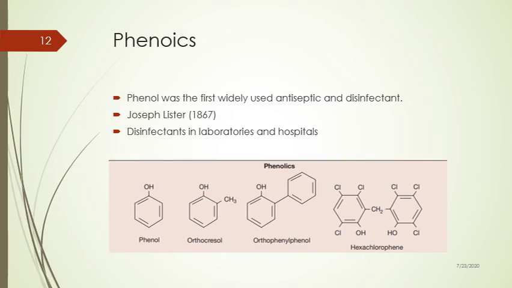Phenol was the first widely used antiseptic and disinfectant. In 1867, Joseph Lister employed it to reduce the risk of infection during surgery. Today, phenol and phenolics, such as cresols, xylenols, and orthophenylphenols, are used as disinfectants in labs and hospitals. The commercial disinfectant Lysol is made up of a mixture of phenolics. These phenols act by denaturing protein and disrupting cell membranes.